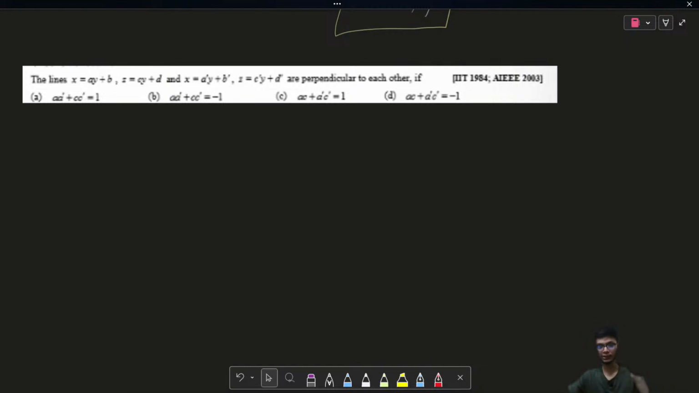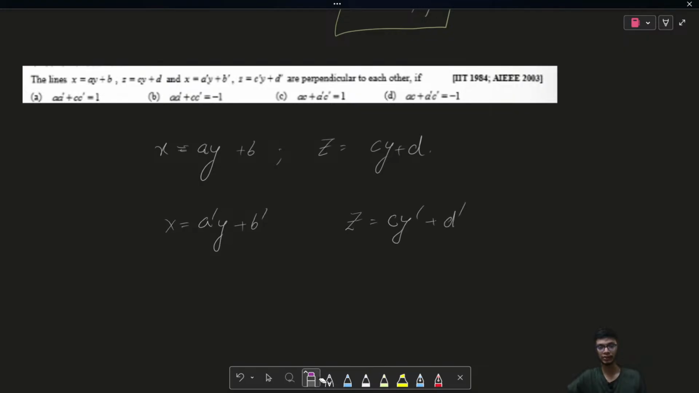How can I do that? Now this question is a bit tricky in that it is not directly giving you the result. It is said that the line is given as x equals ay plus b and z equals cy plus d, and another line is given as x equals a dash y plus b dash and z equals c dash y plus d dash, right? That is what is given.